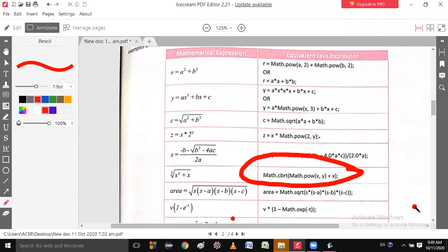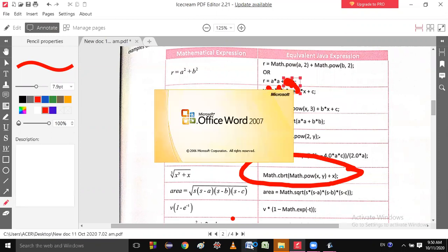Girls, is this clear? Yes. I need a response from everyone. Sir, please explain the last step. V bracket 1 minus e to the power minus t. Okay. So for this one, you will write here Math dot. Okay, let me open the word, because it is taking time.